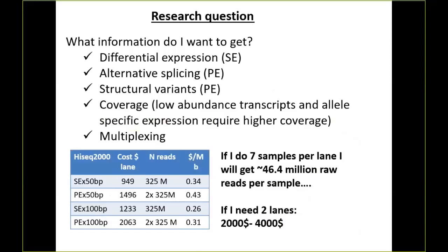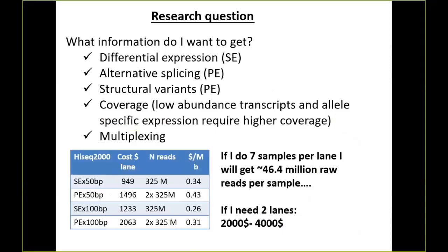So let's say that I'm doing both differential expression, which calls for single end, and alternative splicing, which calls for paired end. Which option do I choose? Paired end, yeah. Basically, you lose data if you go single end, but you save money. If you do paired end, you spend more money, but you gain more data.